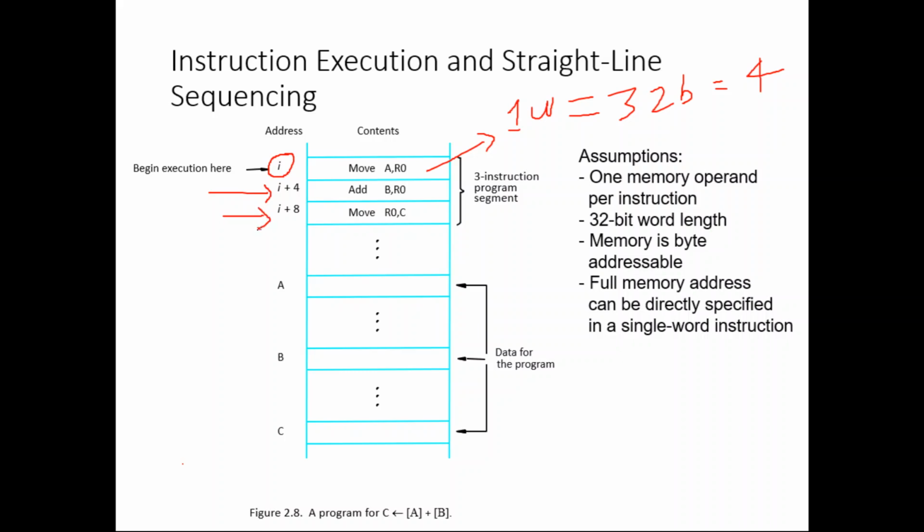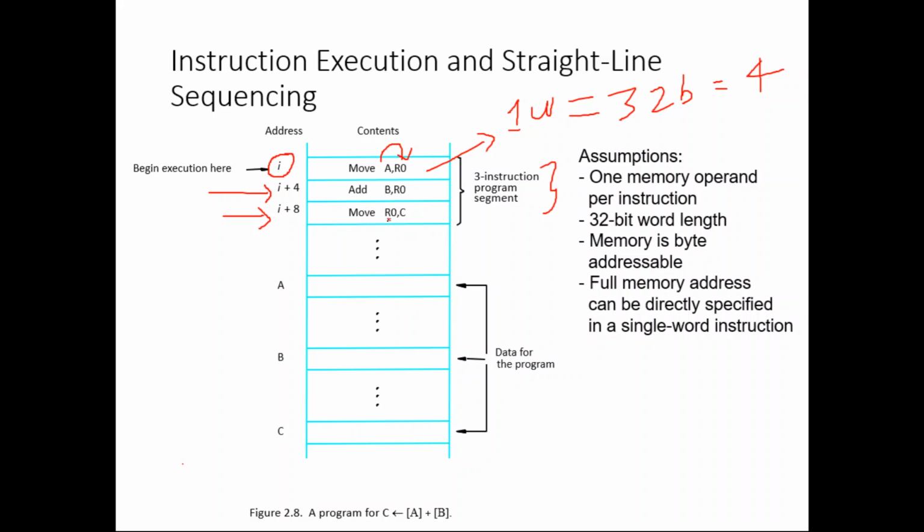Okay, so let us discuss a simple case where there are just 3 instructions in a program statement. The first instruction is move a comma r0. This will move the content of the memory location a to the register r0. Then add b comma r0, which will add the content of the memory location b with the content of the register r0, and the result will be stored in r0.